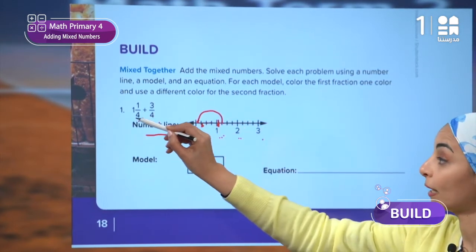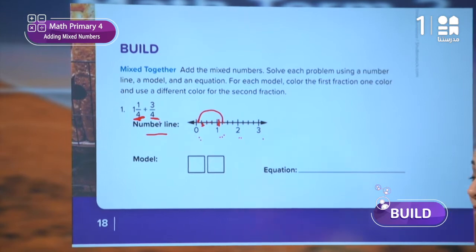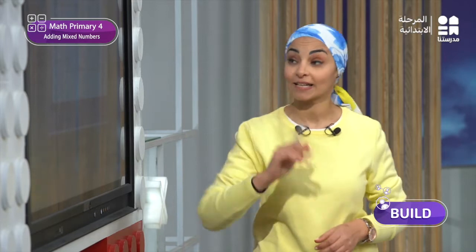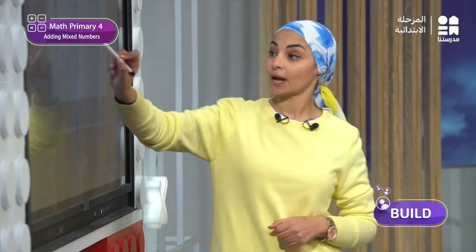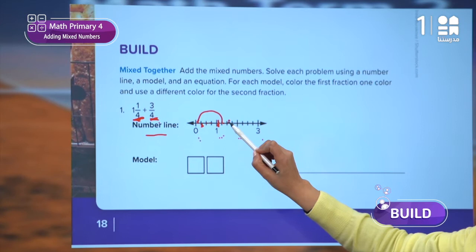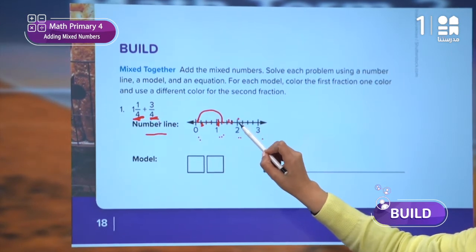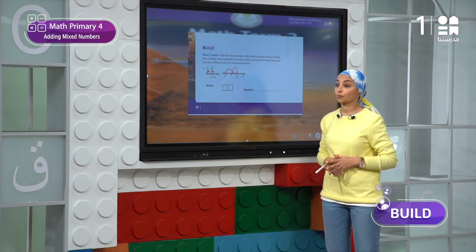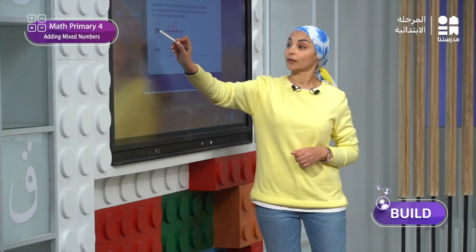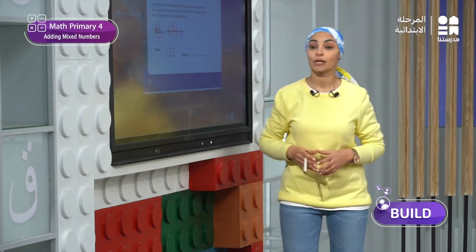I want to do 1 and 1/4 plus 3/4. How much should we add to it? Exactly, I will add 3/4. So we must continue 3 steps. After 1 and 1/4, we go to 1 and 2/4, 1 and 3/4 and 1 and 4/4, which is what? Which is 2. Right? Now I reach 2 and this is the result or the answer of the addition. So I have done 1 and 1/4 plus 3/4.